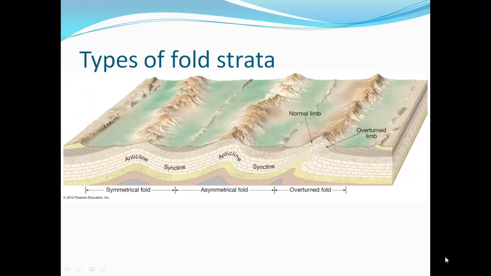So, types of folds and strata. Here we have an anticline, and then here we have a syncline. Here we have an anticline and a syncline. This next anticline has an overturned limb because this limb is past 90 degrees. So we have a symmetrical fold. This limb is the same as this limb. This is an asymmetrical fold. This limb is longer than this limb. And here's the overturned fold.